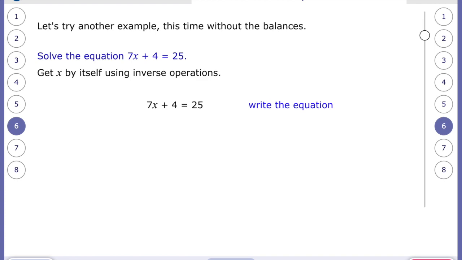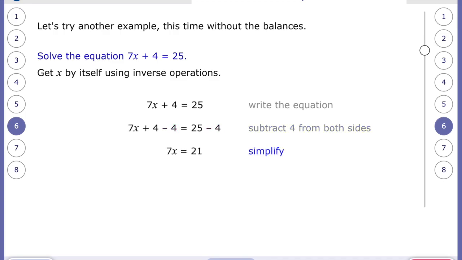So we have an equation, 7x plus 4 equals 25. We want to get this on its own. So we're going to subtract 4 here, and we're going to subtract 4 from 25. So 7x plus 4, take away 4, and then we're going to take away 4 from the 25, which gets us 7x equals 21. Now to get x on its own, we need to divide it by 7. So divide both sides by 7. So x equals 3.